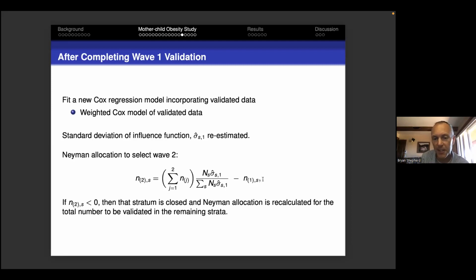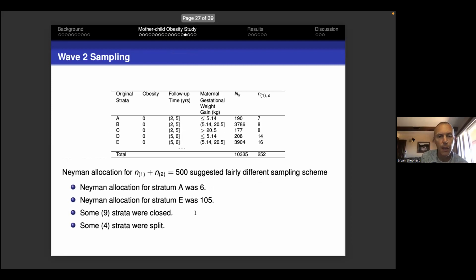Now, in some cases, this N2 is actually negative because we sampled more from a stratum in the first wave than we actually needed to, based on our new estimates of the standard deviation of the influence function within that strata. So if that happened, then we closed that strata and we redid the Neyman allocation with smaller numbers of strata. Let me go through and show you an example of this.